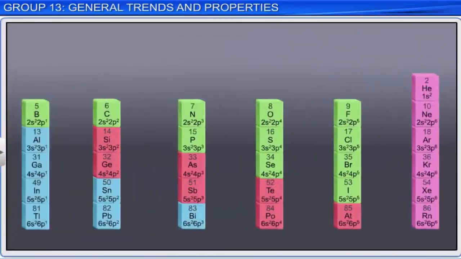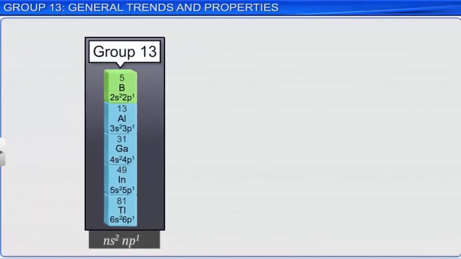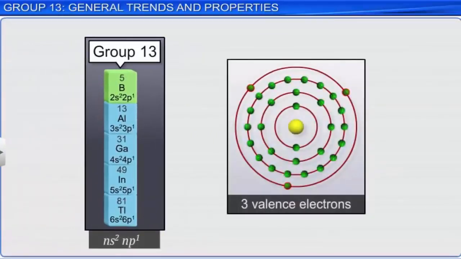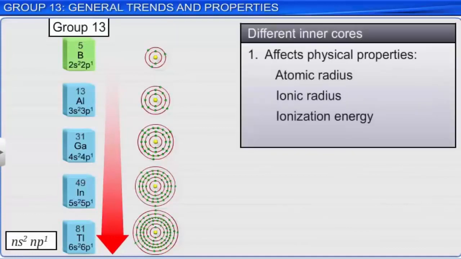Within each of the 6 different families of the p block, there are significant variations in properties. Although all the members of the same family have the same number of valence electrons, their inner cores are different. The variations in the arrangement of the core electrons affect the physical properties, such as atomic and ionic radii, and ionization energies, as well as the chemical properties of the elements in the same family.